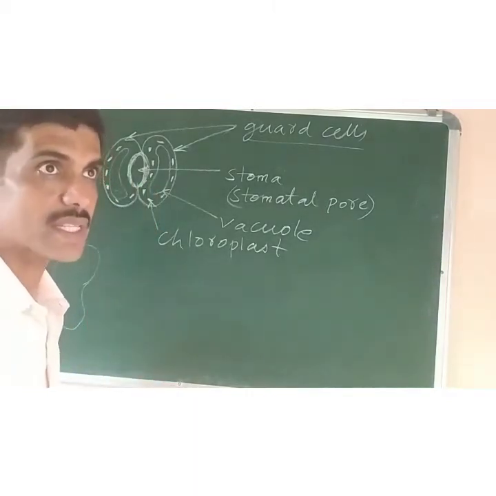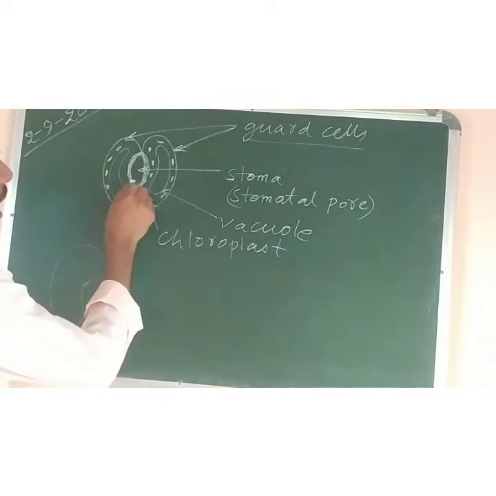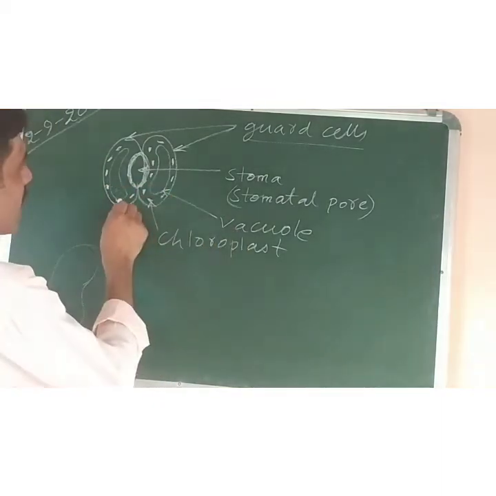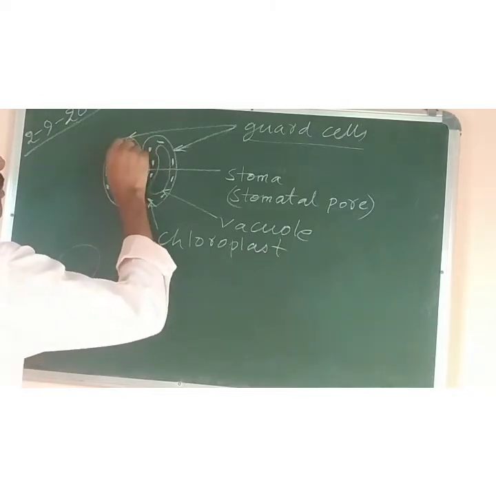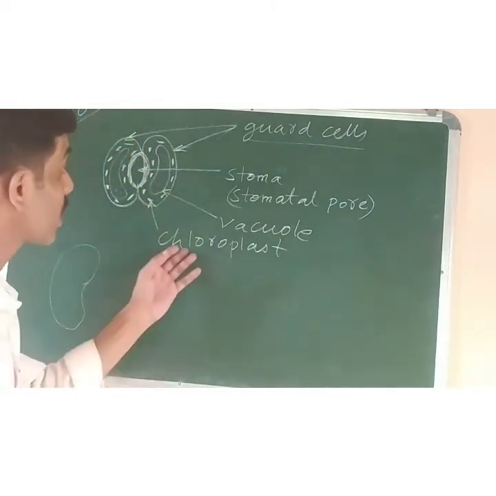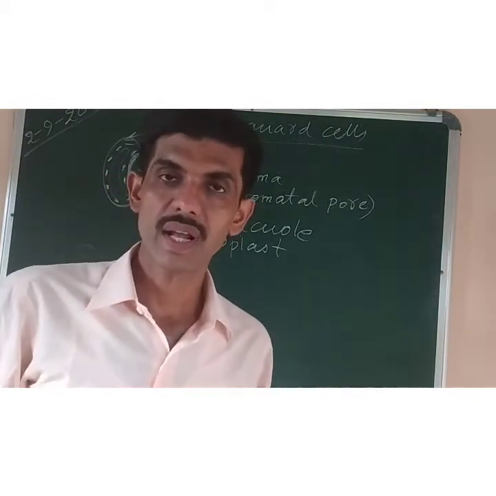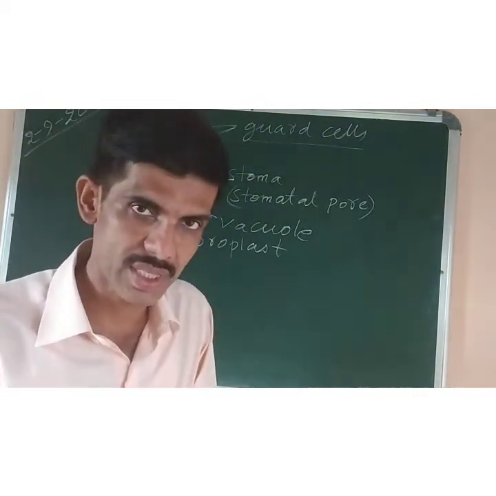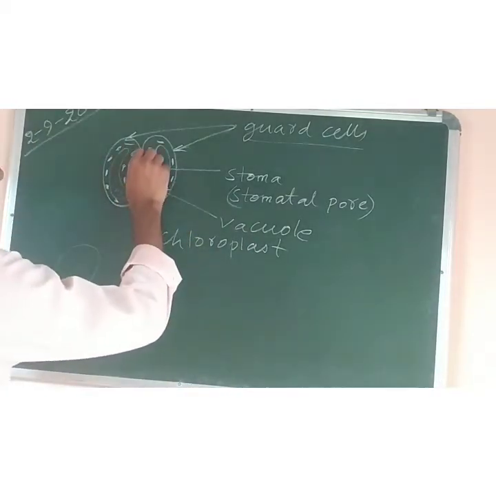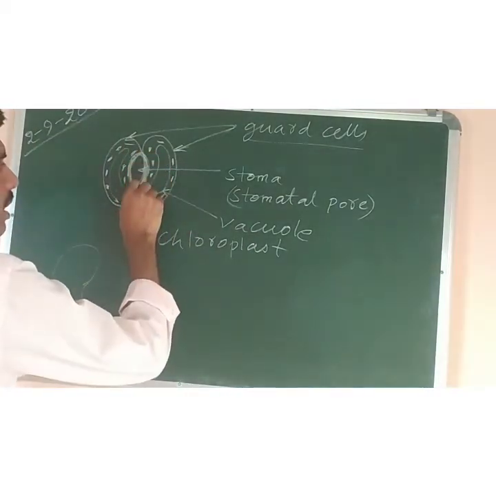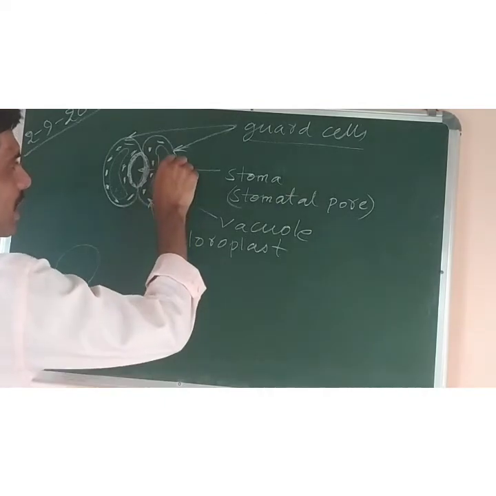Since it is a plant cell, it contains a very big empty space called vacuole, and these dots I have shown like this are the chloroplasts which are present in the guard cells that carry out photosynthesis. Now you can see that the guard cell has a thick inner wall. This inner wall is very thick. The outer wall, this one, is thin.